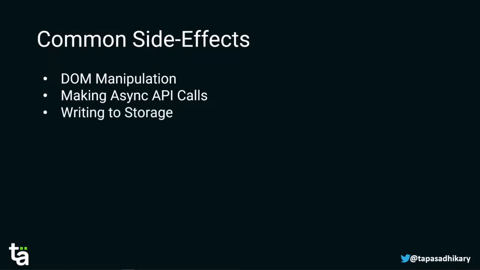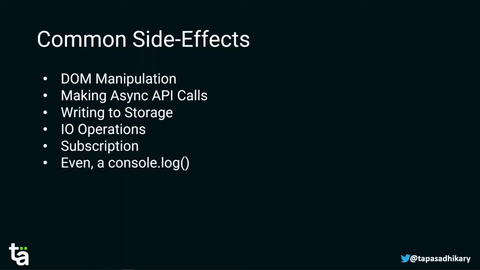Then writing to a storage, maybe a local storage or disk or anywhere, any kind of IO, input output operation. You may want to do a subscription to an observable, that is another one, and even a console.log. Just now we spoke about this one, right? So these all are side effects. When we talk about the useEffect hook, we are going to talk about side effects. Everything that you do which is not your component's output, which might or might not influence the component output, but is something you are not showing as part of your component output.